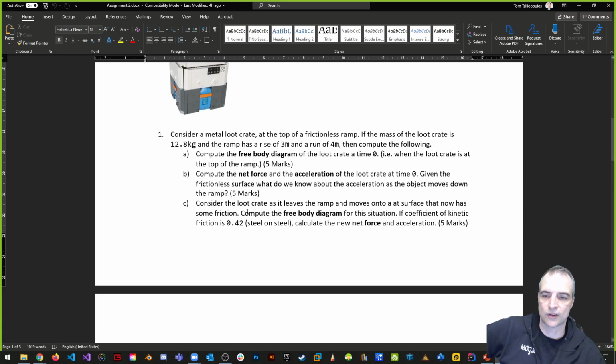Okay, how about this? Consider the loot crate as it leaves the ramp and moves onto a surface that now has some friction. Compute the free body diagram for this situation. If the coefficient of kinetic friction is 0.42, which is like steel on steel, calculate the new net force and the acceleration. So that's the next little bit of it.